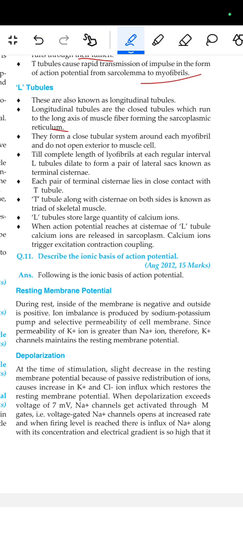Along the complete length of the myofibrils, at regular intervals, L tubules dilate to form a pair of the lateral sacs known as the terminal cisternae. Each pair of the terminal cisternae lies in close contact with the T tubule. T tubule along with the cisternae on both sides is known as the triad of the skeletal muscle.